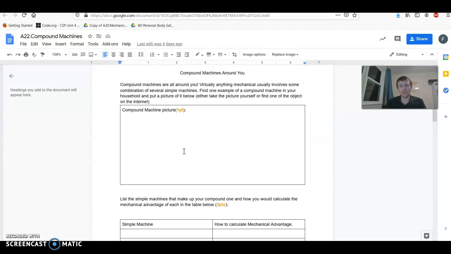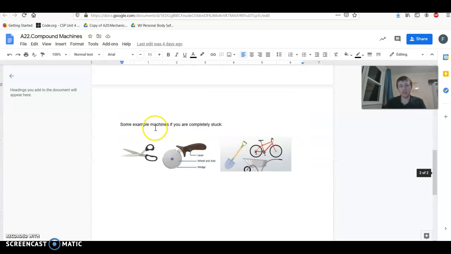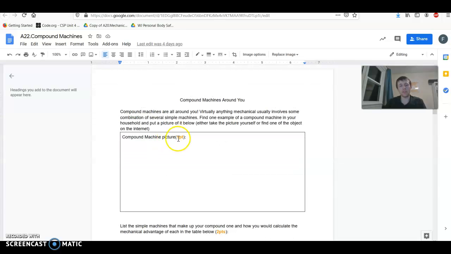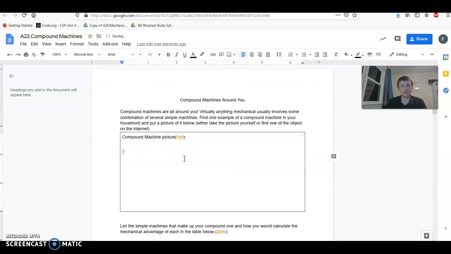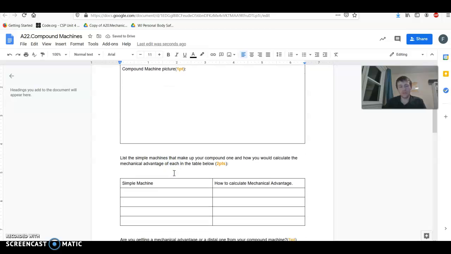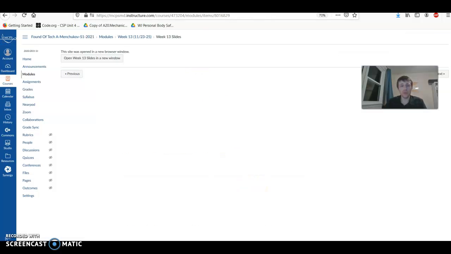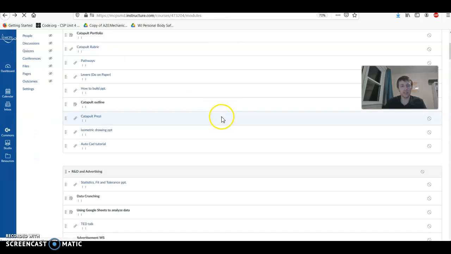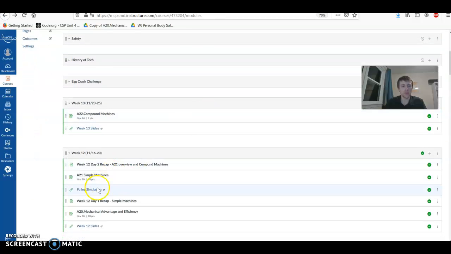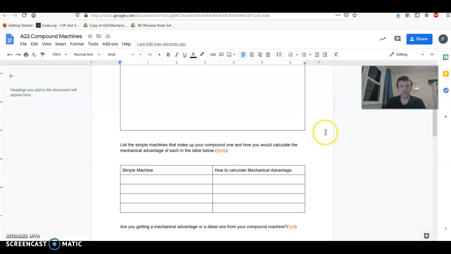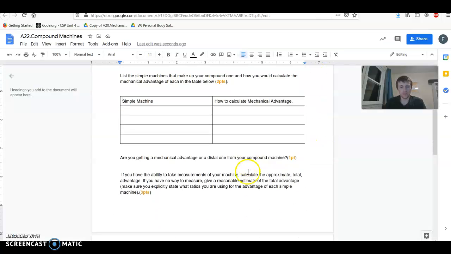First thing I ask you to do is either take a picture of your object, or if you don't have the means to do that, find one on the internet and put it in here. Next thing I ask you to do is list all the simple machines and their mechanical advantages. How do you find these formulas? Well, you can Google them, or remember, they're all listed in assignment number 21, which is right here, simple machines. So you can refer back to that and fill in those from there.